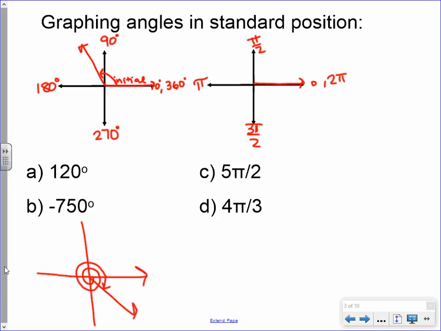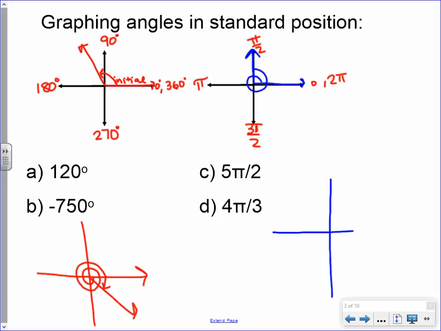So I'm going to graph this one in blue here. I'm going to go ahead and twist all the way around once, and then how much more are we going to need to rotate to get to 5 pi over 2? Just pi over 2 more, right? 5 halves is just 1/2 bigger than 2. So 5 pi over 2 is pi over 2 bigger than 2 pi. Okay.